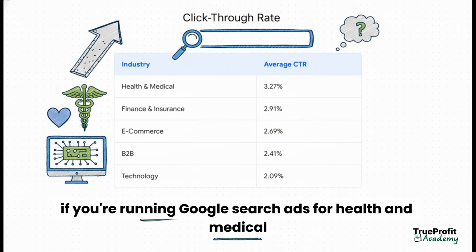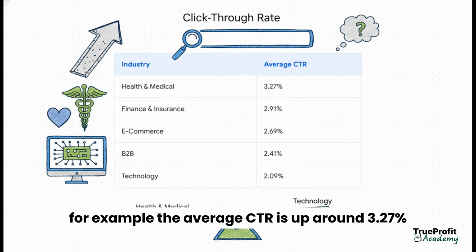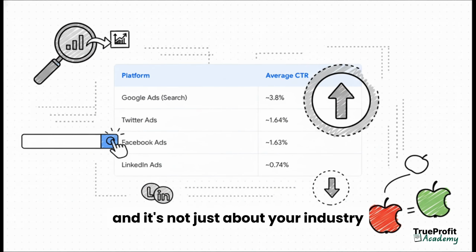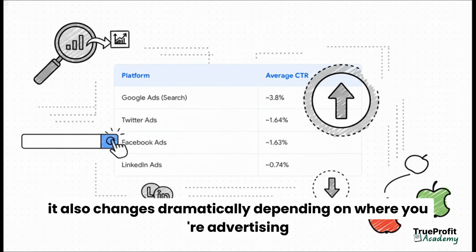If you're running Google search ads for health and medical, for example, the average CTR is up around 3.27%. But if you're in the tech space, the average is closer to 2.09%. So context is absolutely everything. And it's not just about your industry. It also changes dramatically depending on where you're advertising.